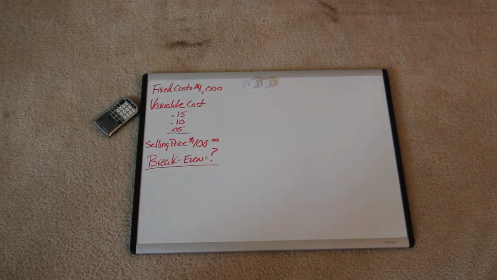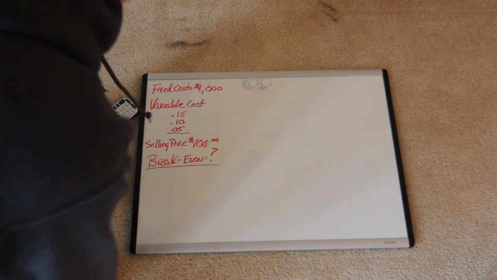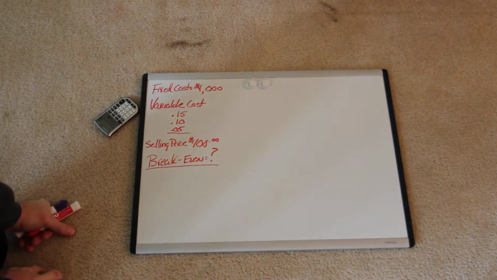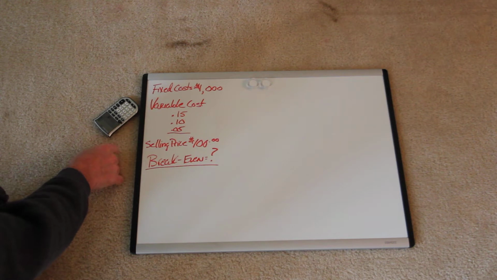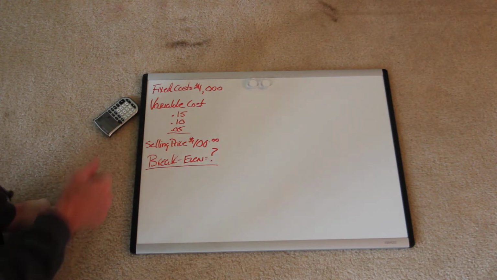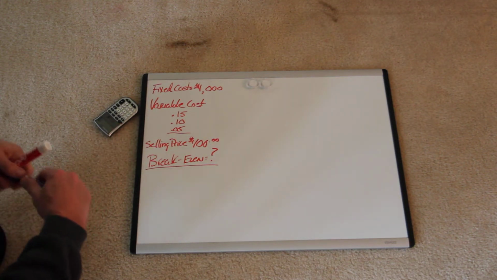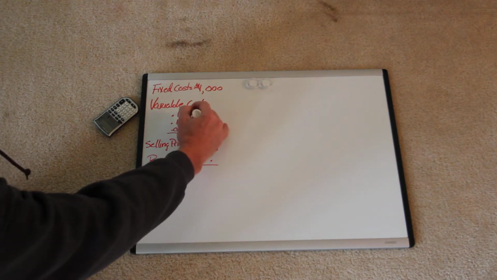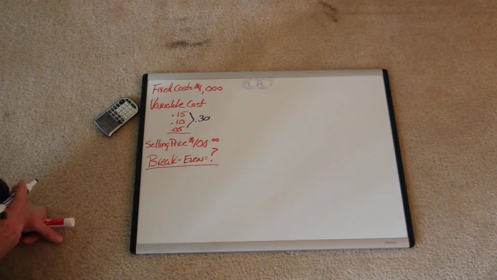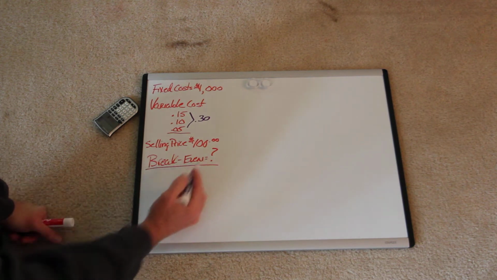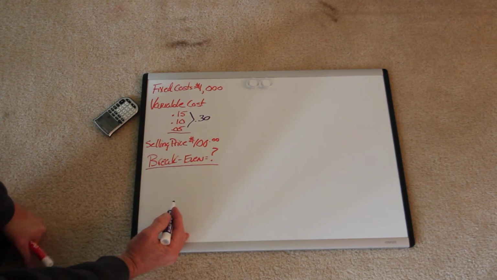All right, so here is a problem. Fixed costs equal 1,000. Variable costs equal 15 cents plus 10 cents plus 5 cents. So that's a total of 30 cents. So now they want us to figure out break even.